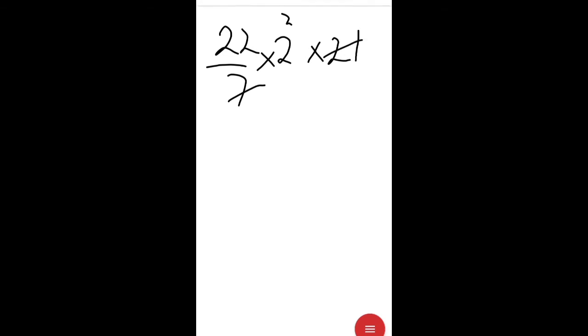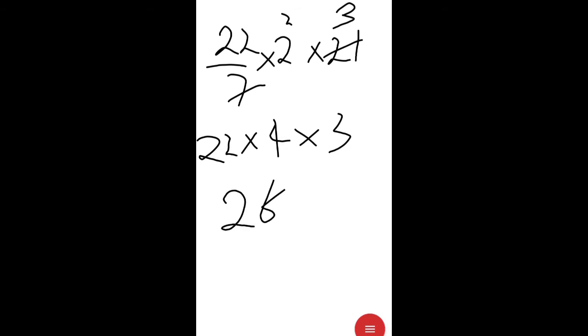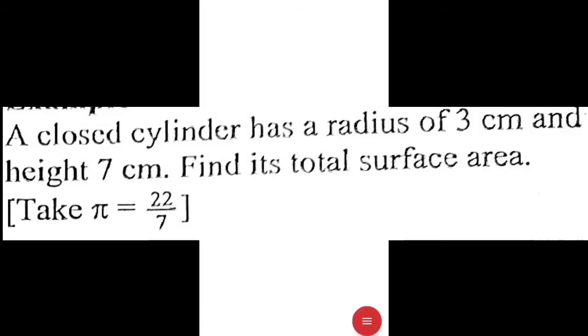So after getting the 2 centimeters, we just insert all the values in. So 2 squared times 21. This goes here 3 times. So I have 22 times 4 times 3, and that should give you 264. So that becomes the volume of that particular cylinder. Very easy. Right, so let's move on to the next one.